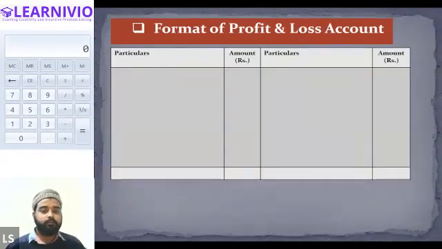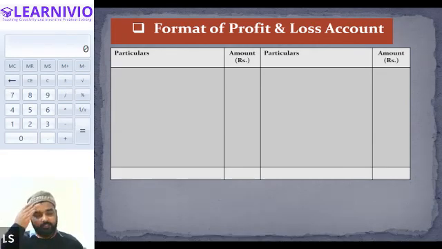So let's continue. Let's start with the concept of the profit and loss account. First of all, what is a profit and loss account? The profit and loss account is just a different type of account. It is an account, obviously, and this account has two sides: the debit side and the credit side. See, this is the format of the profit and loss account. Both these columns are considered the debit side of the profit and loss account, and this is considered the credit side.